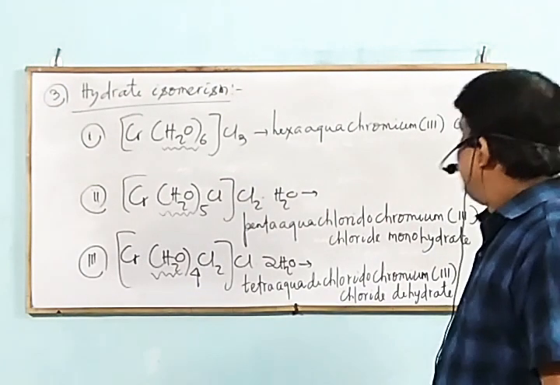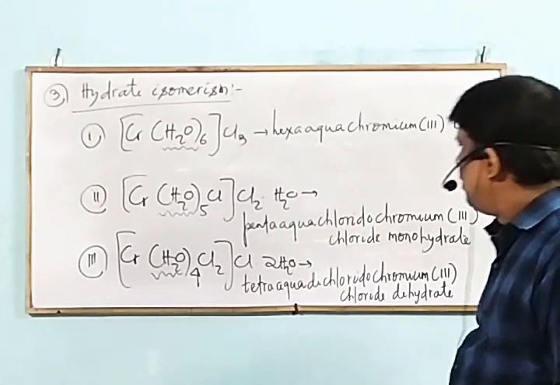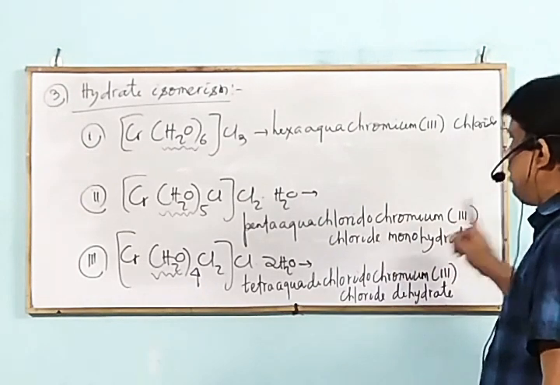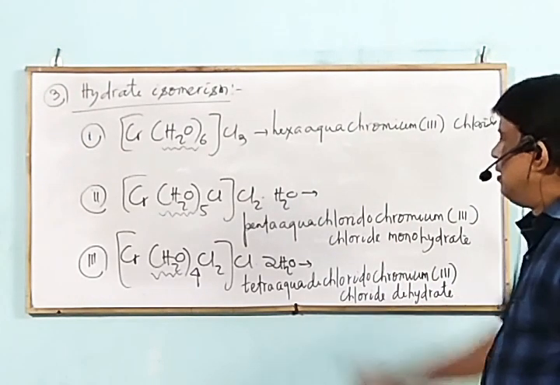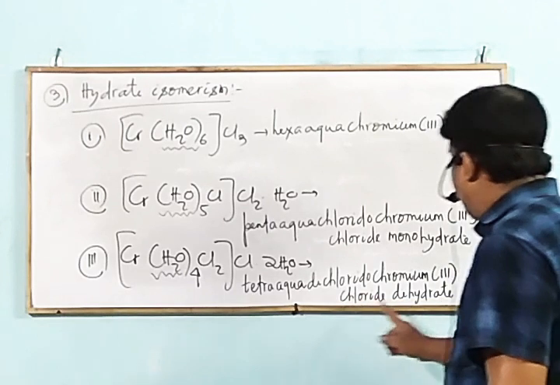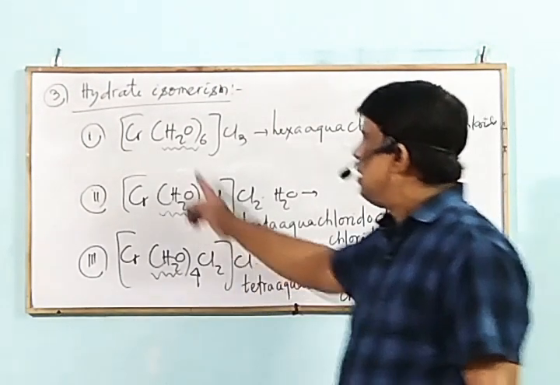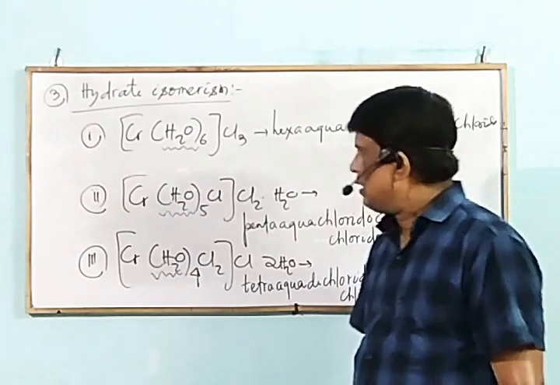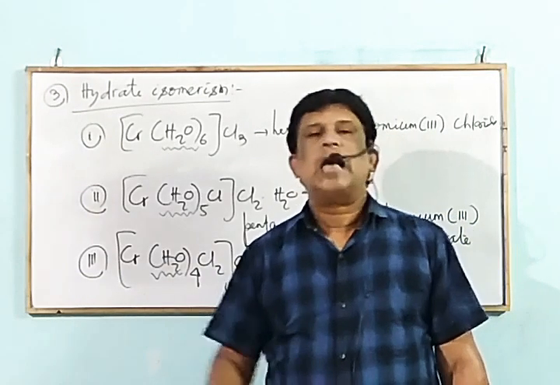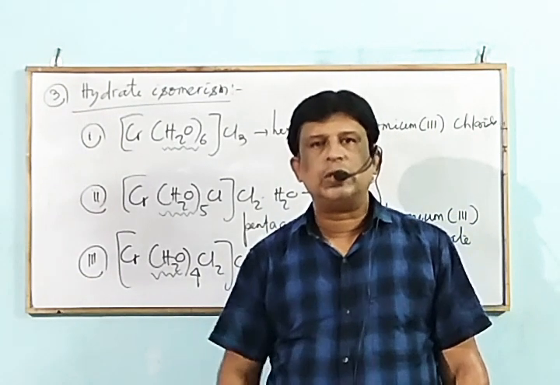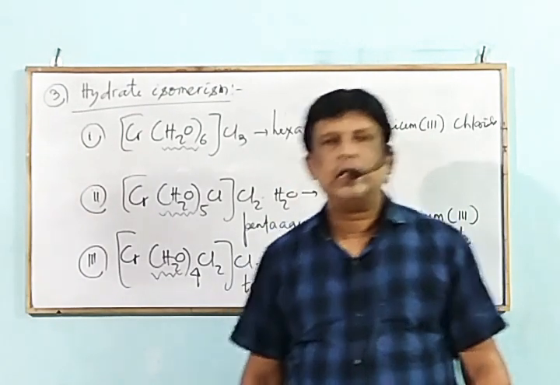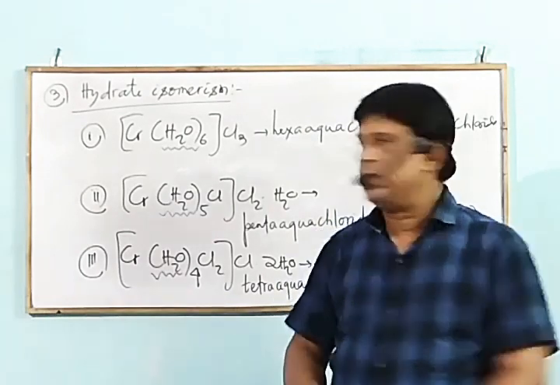The first name is hexaaqua chromium 3 chloride. The second name is pentaaqua chlorido chromium 3 chloride monohydrate. Third one is tetraaqua dichlorido chromium 3 chloride dihydrate. In the first case, the number of water molecules behaving as ligand is 6. In the second case 5. In the third case 4. Each one is known as the other's hydrate isomer and the phenomenon is known as hydrate isomerism. Move to the last one, that is coordination isomerism.